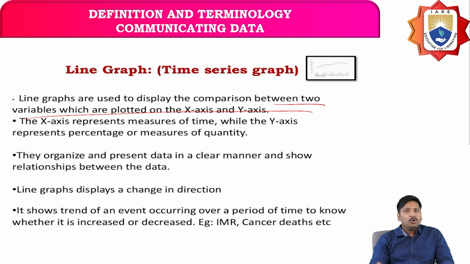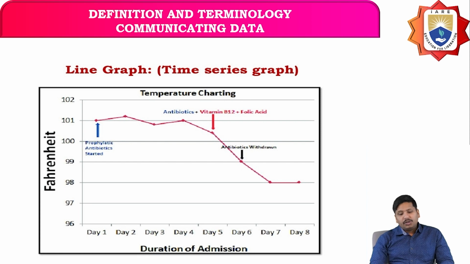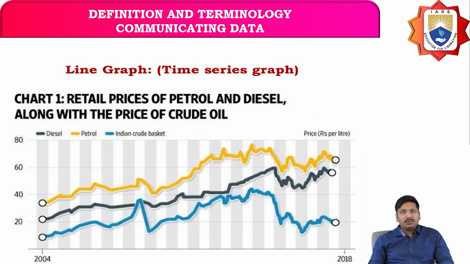For this, we're going to use a line graph, or it may be called a time series graph. So in a time series graph, if I'm going to plot duration of admission and then Fahrenheit, after marking all the points, if the points are joined with a straight line, the line graph, or the time series graph, is going to be obtained. So this is an example: the retail price of petrol and diesel along with the price of crude oil.